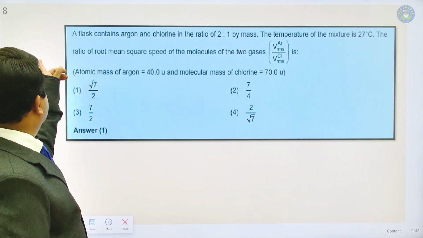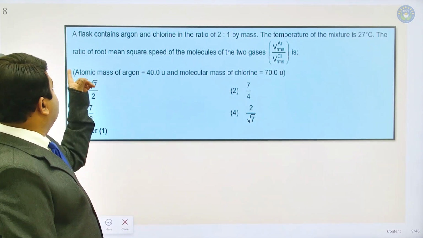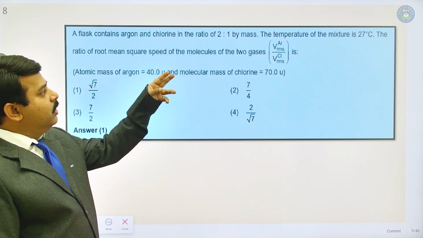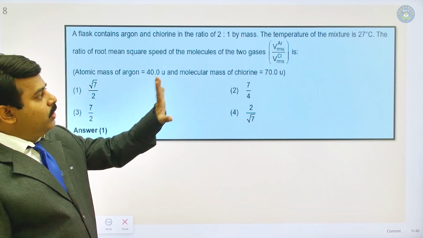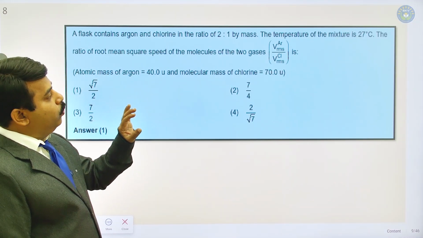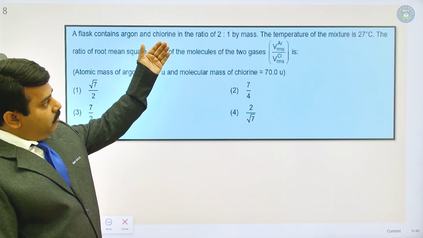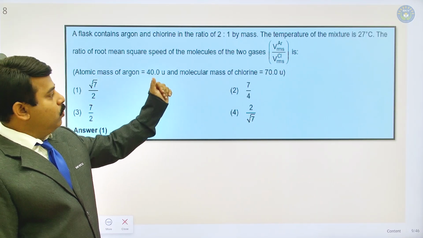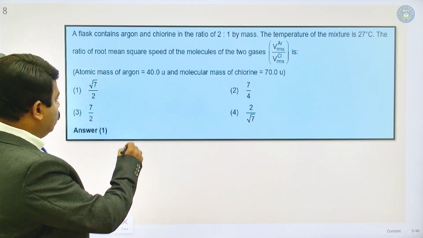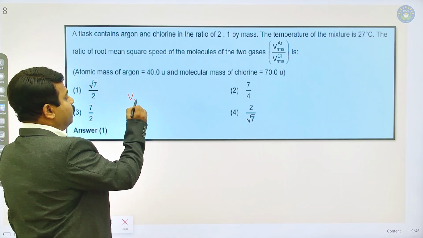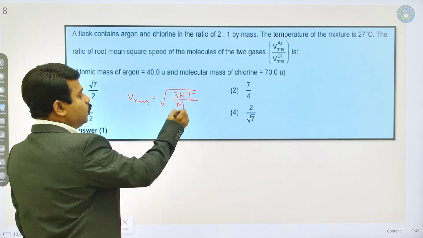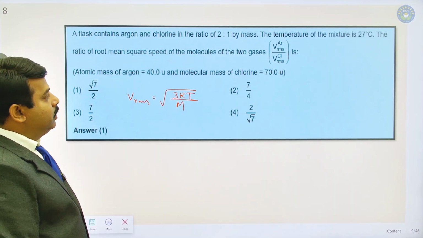Next, question number 7. A flask contains argon and chlorine in the ratio 2:1 by mass. The temperature of the mixture is 27 degrees Celsius. The ratio of root mean square speed of the molecules of the two gases, VRMS of argon divided by VRMS of chlorine. Atomic masses are given, right? So what is the RMS speed we studied? Root of 3RT divided by M. This is actually the molecular mass, right?